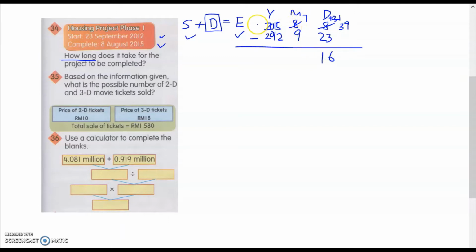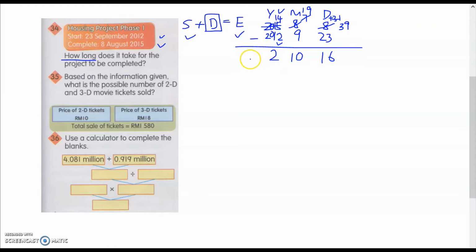7 cannot minus 9, so we borrow 1 year. So 2015 minus 1 year, it becomes 2014. How many months are there in 1 year? There are 12 months. So you plus 12 months. So 7 plus 12 is 19. So 19 minus 9, you get 10. And then for 2014 minus 2012, you get 2 years.